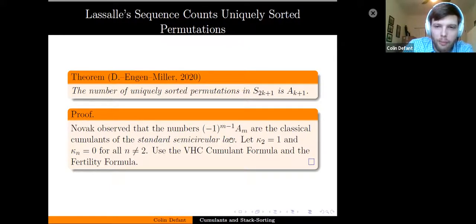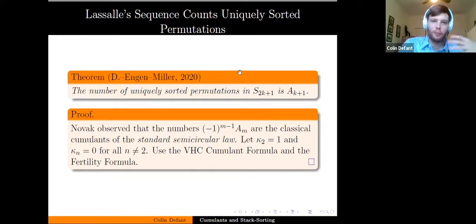So basically what I'm saying here is that if you choose a sequence of free cumulants by letting kappa sub 2 be 1, and you let kappa sub n be 0 for all other n, then the corresponding classical cumulants are basically the Lassalle numbers, but with alternating signs.